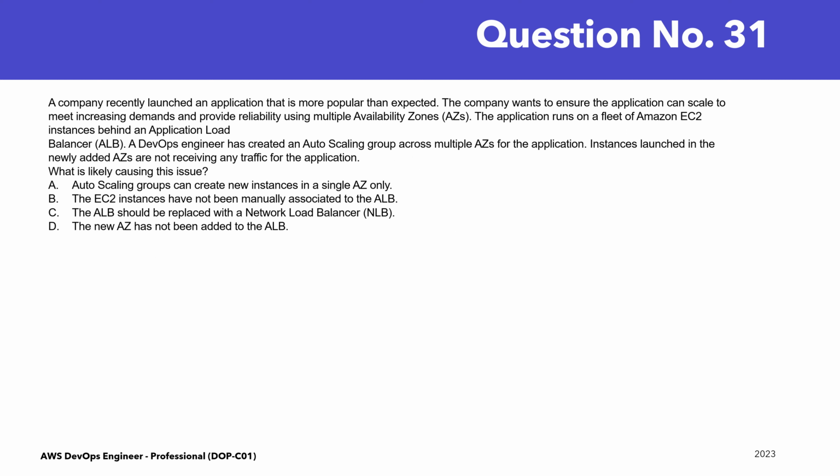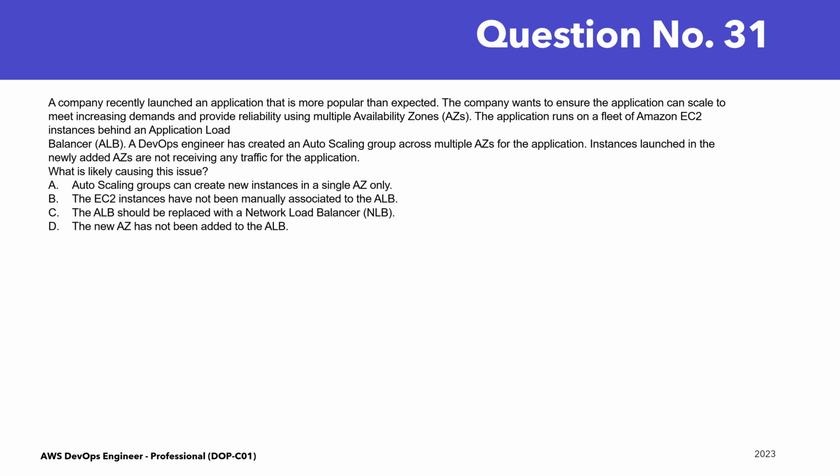A company recently launched an application that is more popular than expected. The company wants to ensure the application can scale to meet increasing demands and provide reliability using multiple Availability Zones, AZs. The application runs on a fleet of Amazon EC2 instances behind an application load balancer, ALB. A DevOps engineer has created an auto scaling group across multiple AZs for the application. Instances launched in the newly added AZs are not receiving any traffic for the application. What is likely causing this issue?